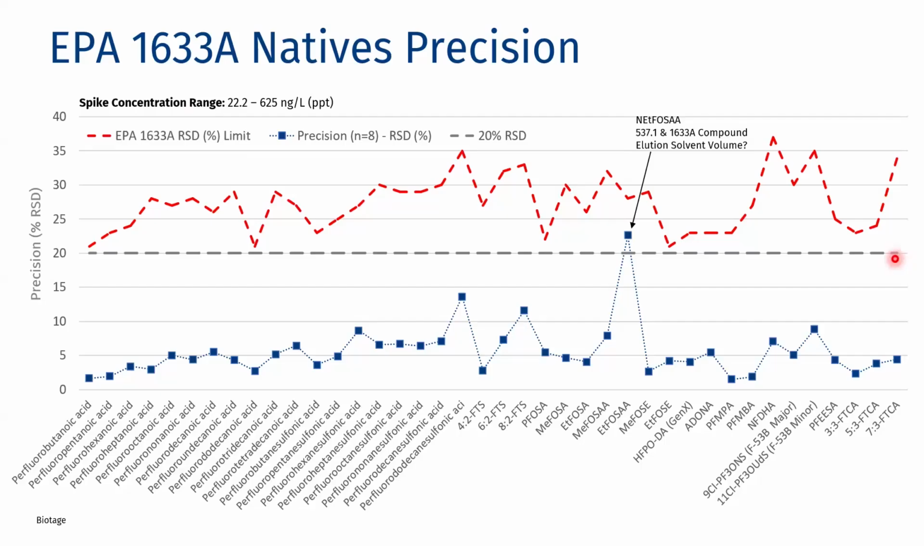And you can see all the analytes except for one analyte, which is NEtFOSAA, all of them meet the 1633A requirements as well as the 533 and 537. But what about NEtFOSAA? That one's above the 537 requirements. It's not found in 533. It's only a 537.1 and a 1633A required compound. So I added a question: is this due to the elution solvent volume?